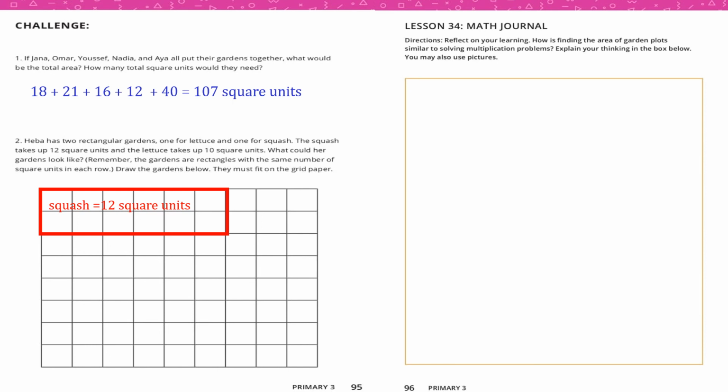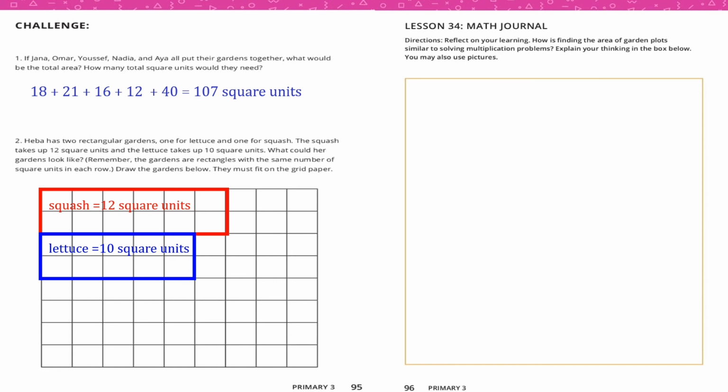The next garden, the total area is 10 square units. 10 equals what? If we said we have 2 rows also, 2 times what equals 10? 2 times 5. So we have 10 square units like this.